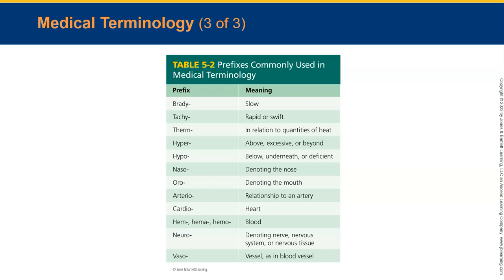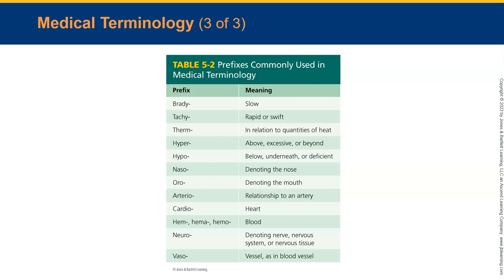So naso, denoting the nose. Oro, denoting the mouth. Arterio, relationship to an artery. Cardio is going to be heart. And you see hema, or hemo, is all blood. Neuro, denoting nerve, nervous system, or nervous tissue. And then vaso, vessel, as in blood vessels. Some of those are ones we're going to be using in this class, and just a handful of things that we're going to be talking about.